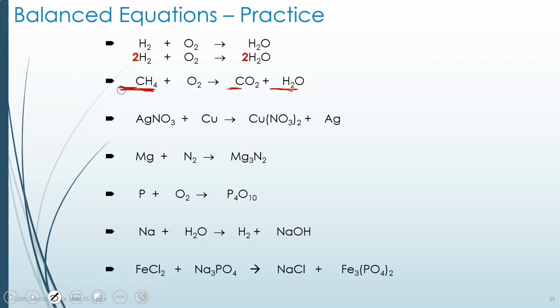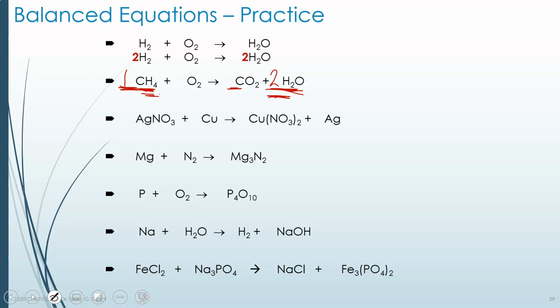We're going to look at methane and we're going to look at water, and we have to determine each one. Well, if we start with 1 methane, we have 4 hydrogen atoms. That is enough to make 2 waters. How do we know? Well, that's 4 atoms of hydrogen, and that's 4 atoms of hydrogen. So we've balanced the hydrogen.